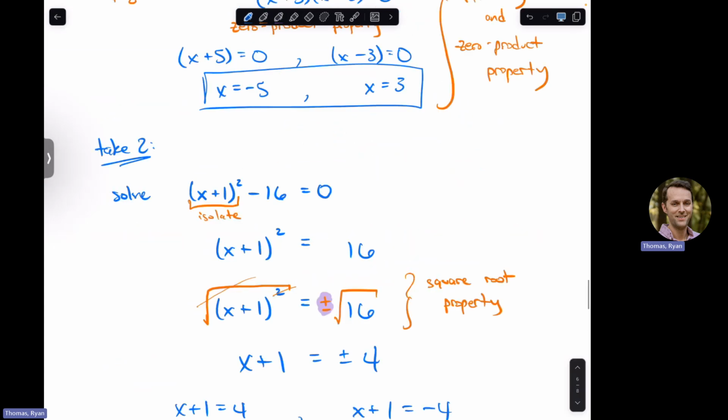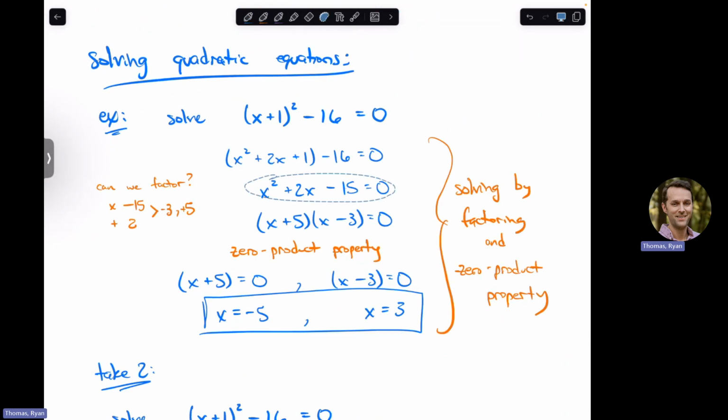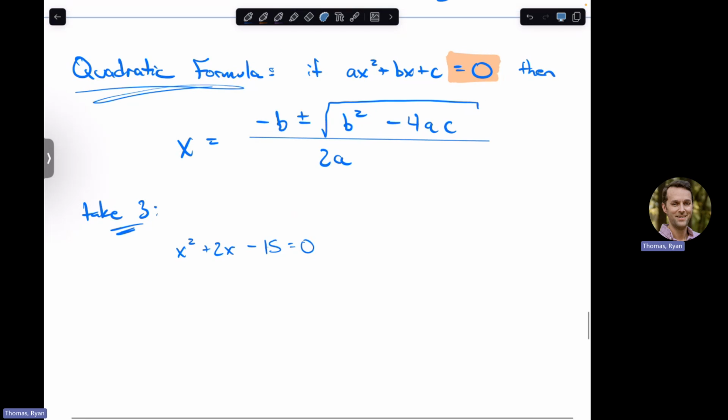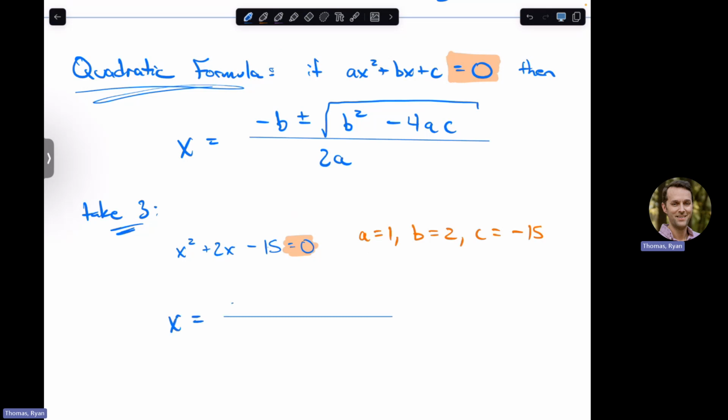On that same example, we already did the work to put it in standard form right here. So that's this. What are A, B, and C? A equals 1, B equals 2, C equals negative 15. Sign goes along with them, so this is positive 1, positive 2, negative 15 if you need the extra reminder. Then x equals negative B, or the opposite of B if you want to read it that way, plus or minus a big old square root, B squared minus 4 times A times C, all over 2A.